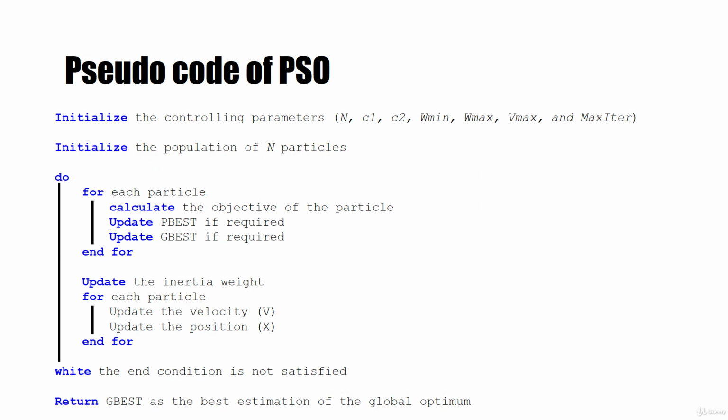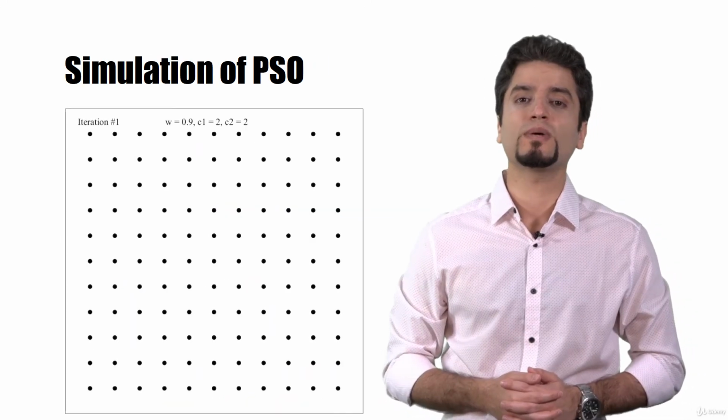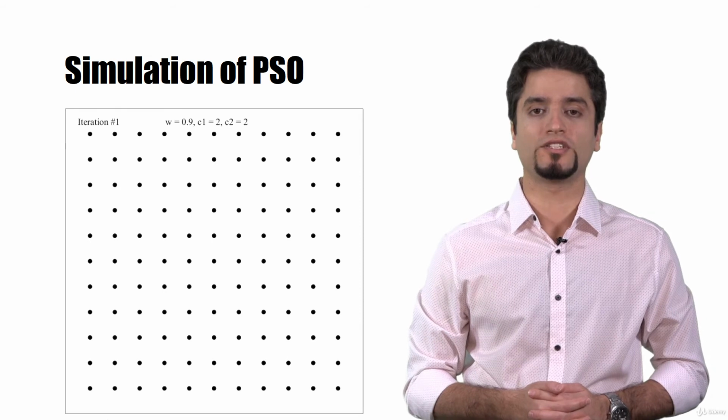The algorithm starts with initializing the controlling parameters. We can then initialize the population of the particles, and we have a main loop. In the main loop, we need to first calculate the objective for each particle to be able to update the p-best and g-best. After calculating the objective, p-best and g-best, we can then update the velocity and position vectors for each particle. And at the end of this loop, we can return g-best as the best approximation for the global optimum. Alright, let's do some experiments now with the particle swarm optimization algorithm.